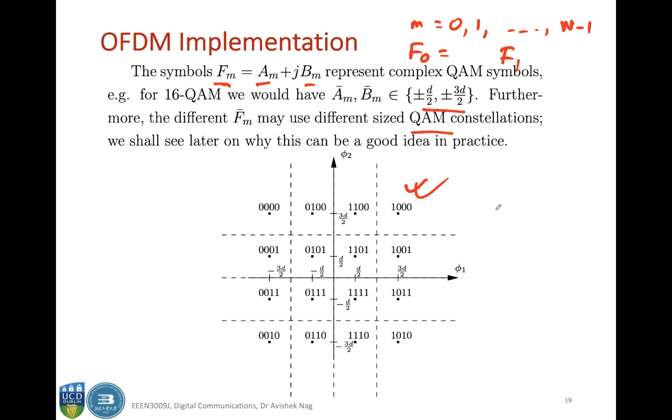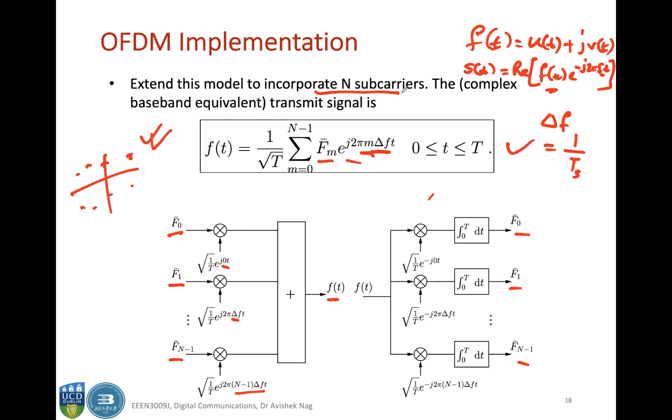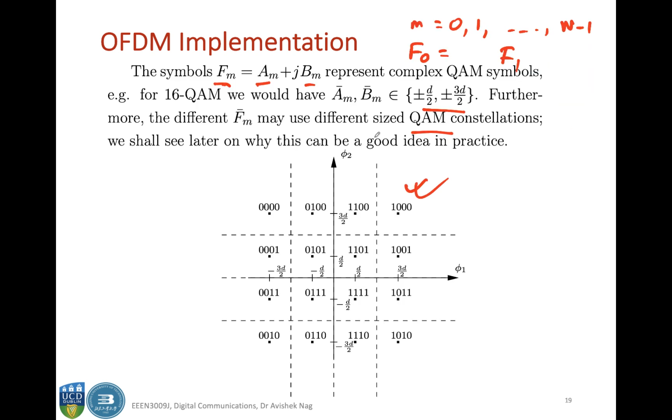So basically each subcarrier can come from a different constellation, and then on top of that they are modulated with these carrier frequencies.